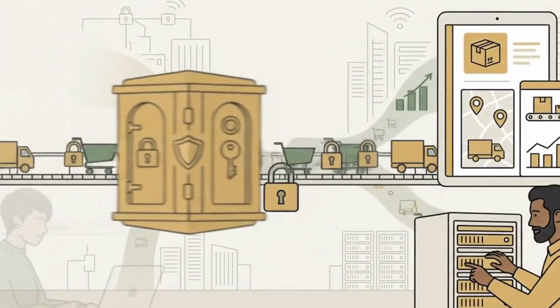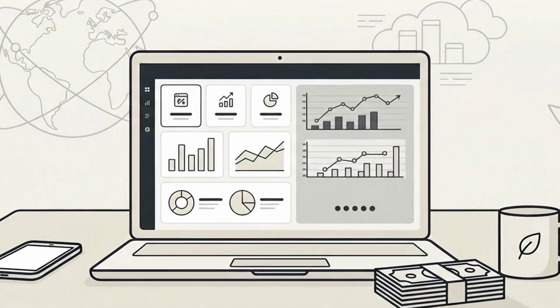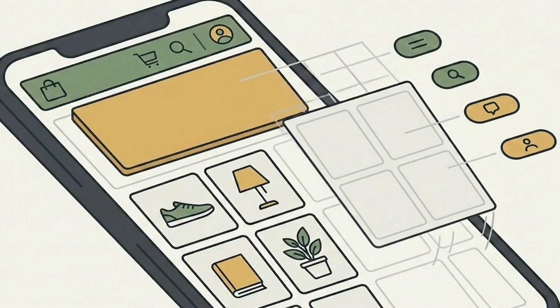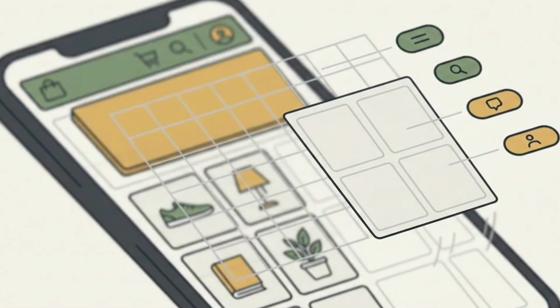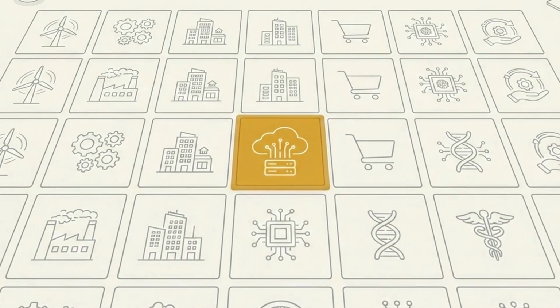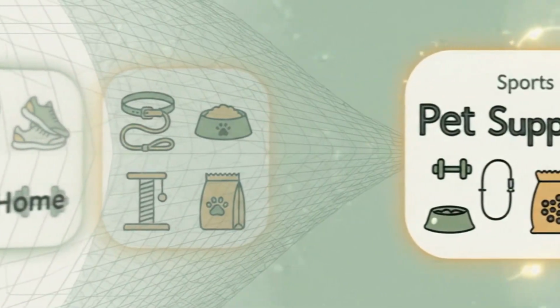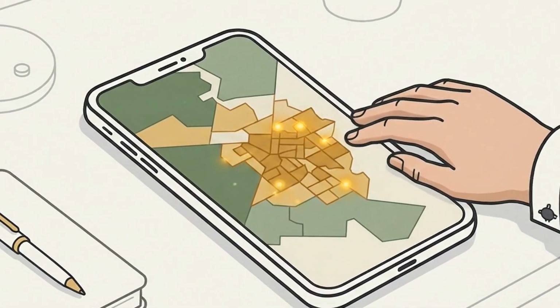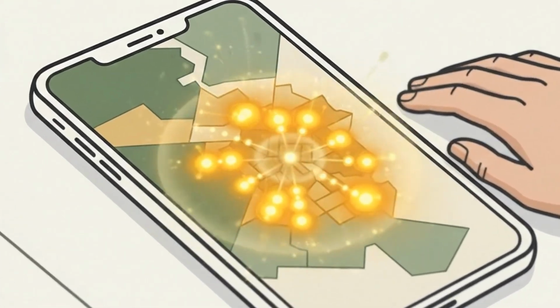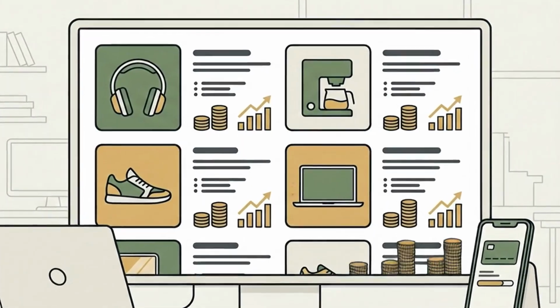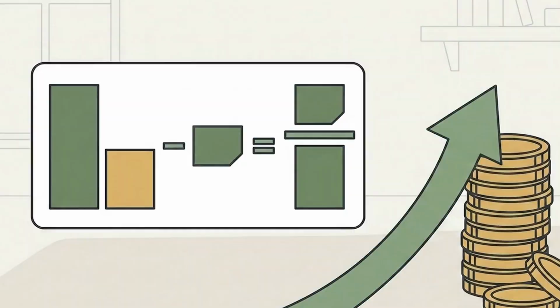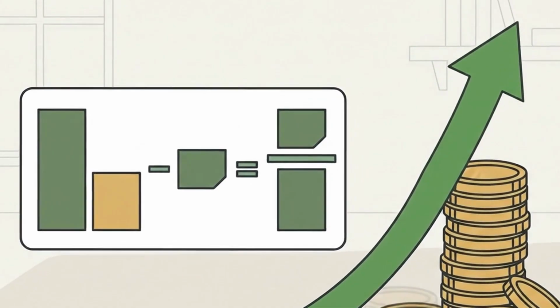Step 1. Go to a platform like AutoStore or use a tool that automatically sets up a Shopify store. Choose a niche. Ideally, something with a clear target audience: home goods, sports equipment, pet accessories. The platform automatically populates the store with products, selects images, and sets prices with the desired margin.